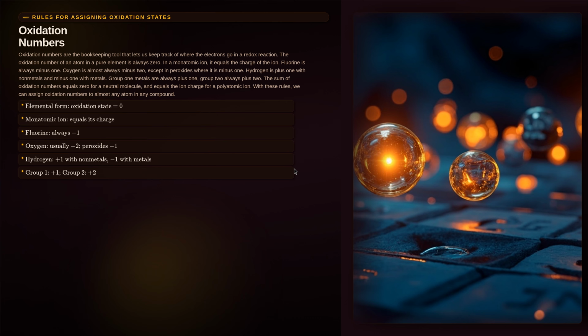Fluorine is the most electronegative element, and it is always assigned -1 in compounds. Oxygen is almost always -2, except in peroxides like hydrogen peroxide, where it is -1. Hydrogen is +1 when bonded to nonmetals and -1 when bonded to metals, as in metal hydrides. Group 1 metals are always +1. Group 2 metals are always +2. With these simple rules, we can assign oxidation numbers to almost any atom in almost any compound, and therefore identify which atoms are being oxidized and which are being reduced.